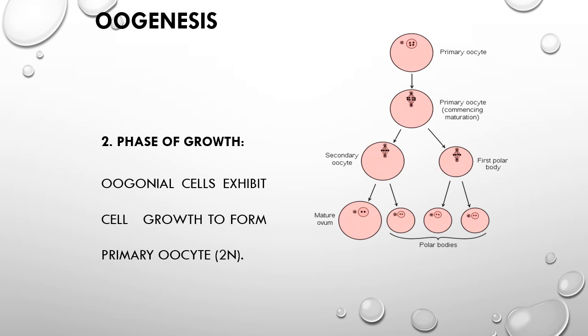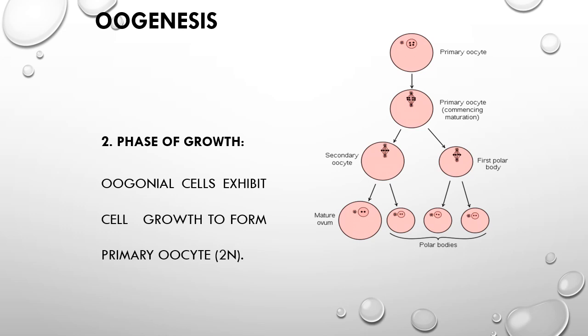First is called the pre-vitelline phase, where there is formation of cytoplasm and nucleus in the oogonial cells, and second is the vitelline phase, where there is formation of yolk in the oogonial cells. So finally, in this phase of growth, there is an increase in the size of the oogonial cells by accumulating reserve food material, by accumulating yolk, and hence they are now called primary oocytes.